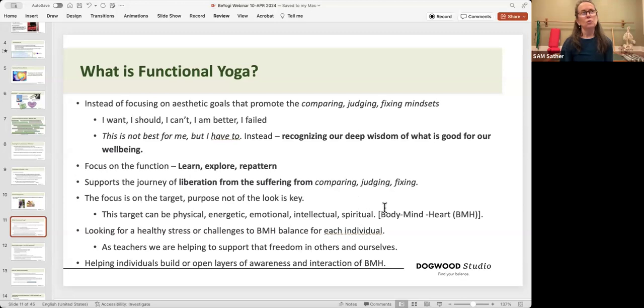And again, with a functional approach, you focus on the target, the purpose of the activity, not the look of it. So I often still catch myself I might drop into that mindset, but then that's that repatterning, right? Maybe not teaching it, but maybe I'm still living it. That's the honesty. So this can target not just the physical, but functionality of the interaction with our energy, our emotions, and again, our intellect.